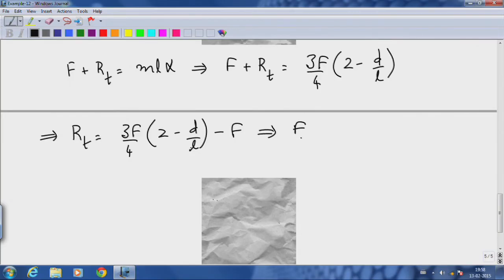So, this is 3 F over 4 times 2, which is 3 F over 2, minus F is half, minus d over L. Okay. So, R t, let me write this, R t is F times half minus d over L.